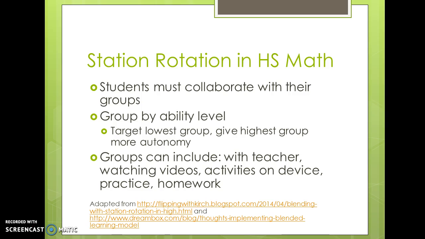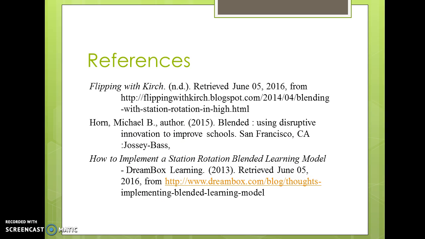And the groups, I'm just kind of thinking of the different stations. There could be a station with me, a station where they're watching videos on their devices, or activities within that device. Maybe it's a Desmos activity or something that's getting them thinking about the topic, whether before, during, or after the lesson that they've learned. A practice station, a spot where they're seeing the immediate answers, or I'm able to be there and help them out, whatever the case may be. And then obviously a homework station where they feel comfortable with the material and they move on to the homework.